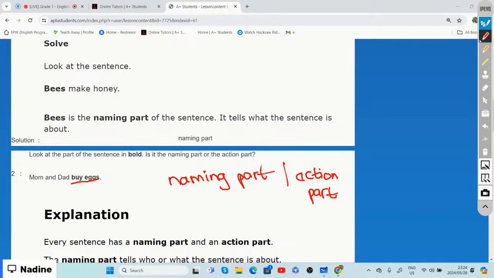All right, so if we were to choose between the naming part or an action part, then the words buy eggs are an action part because it tells us what mom and dad do. They buy eggs. Where do they buy eggs? They can buy eggs at the shop, at the marketplace or at the market, but they buy eggs. So it's an action part.